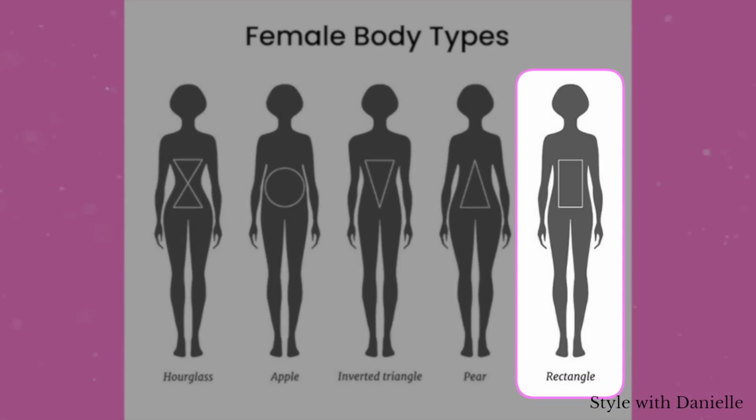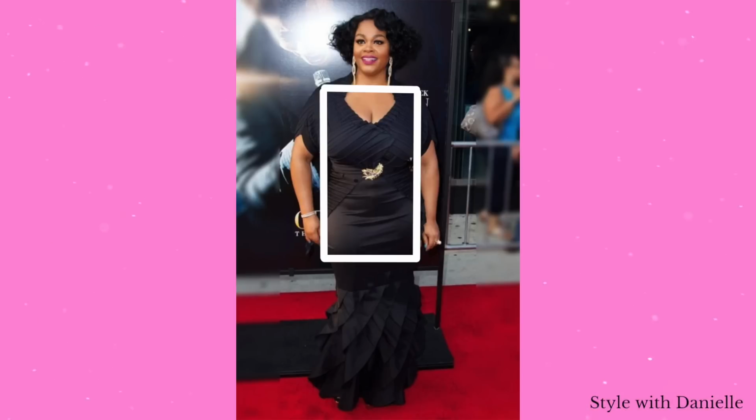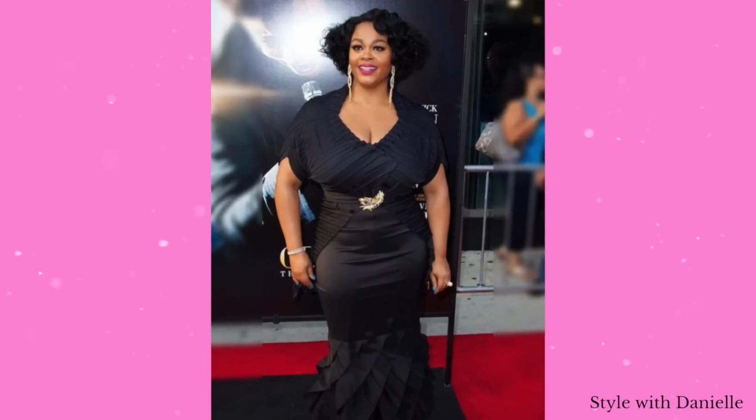And again, rectangle shapes are defined by having about an equal width of the shoulder width, the waist, and the hip width. Now, if you're looking to balance a rectangle, and this is only if you're looking to balance, because if you're looking for somebody to not tell you what to do, I don't know why you clicked on this video in the first place. However, if you want to balance a rectangle, what you need to do is create the illusion of a defined waist. And I will show you how with these outfit formulas.